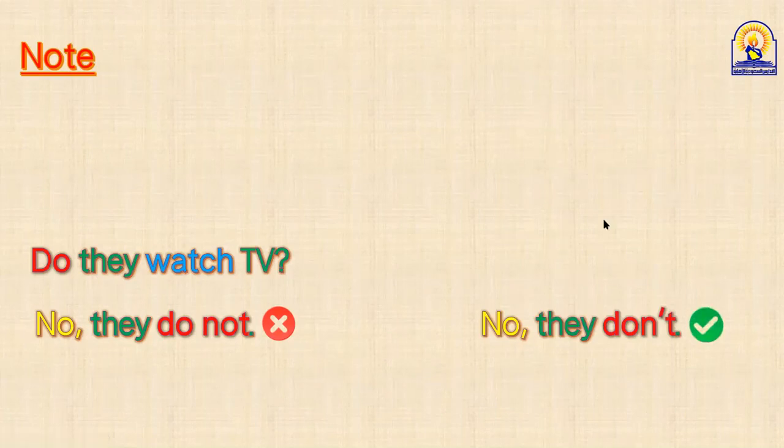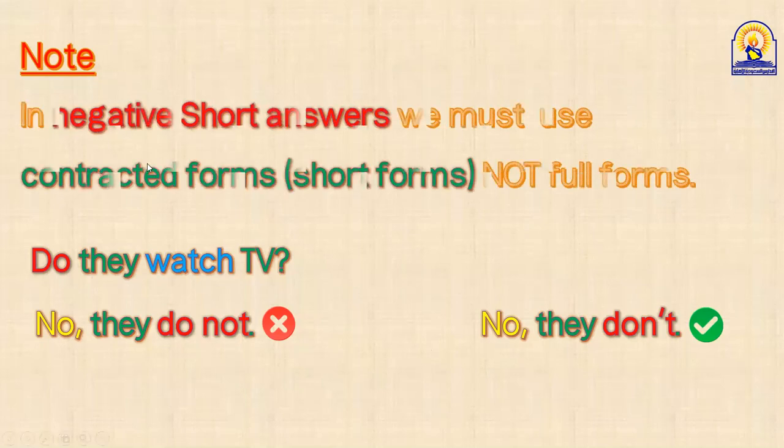Why? Who can tell me why? Why should we say don't and shouldn't say do not? Because a short answer, I told you, must be formed out of three words, just three words, not four, not five, not two. So look at this note, it's very important. In negative short answers, I mean when you start your answer using no, we must use the contracted forms or the short forms, not the full form.